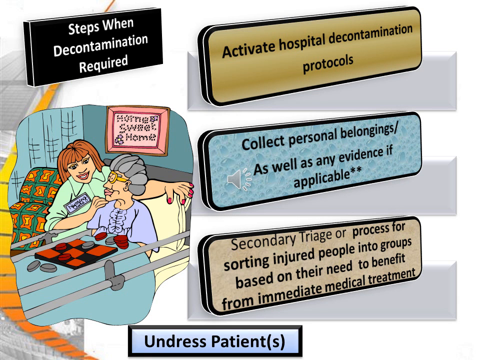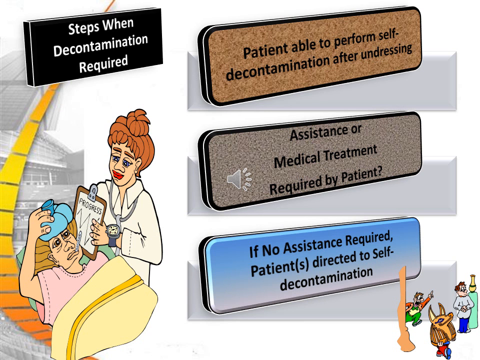Steps when decontamination is required. Activate the hospital decontamination protocols. Collect the personal belongings of the individuals, as well as any evidence if applicable. Secondary triage, or process for sorting injured persons into groups based on their need to benefit from immediate medical treatment. Lastly, undress the patients. The patient will be able to perform self-decontamination after undressing.